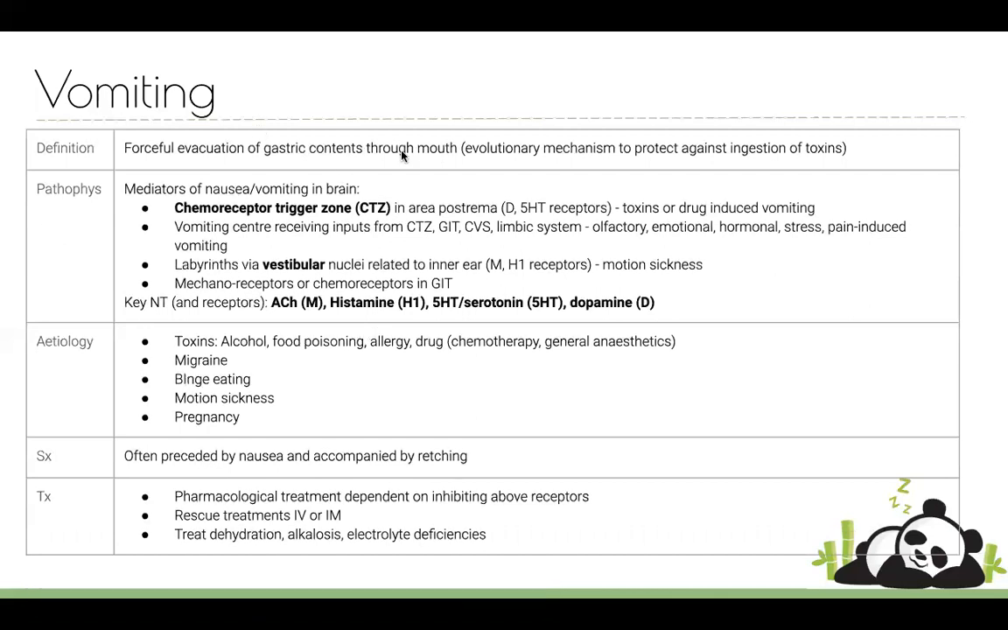Vomiting, also covered. I guess the key point here is you should know the neurotransmitters. Acetylcholine acting on M receptors, histamine acting on H1 receptors, serotonin acting on 5-HT receptors, and dopamine on D receptors. And then you can remember what receptors are in each area and hence what targets what.